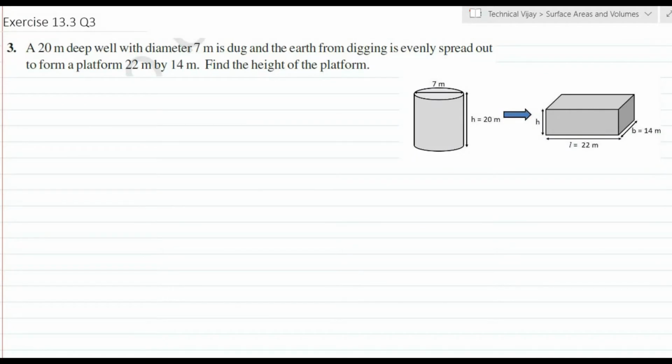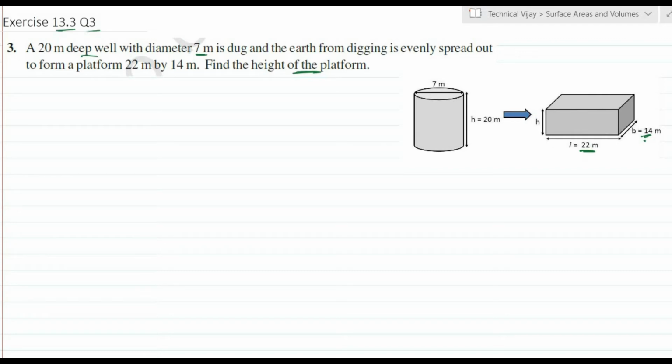Exercise 13.3, question number 3: a 20 meter deep well with a diameter of 7 meter is dug, and the earth from digging is evenly spread out to form a platform of 22 meter by 14 meter. Here 20 meter is the height, and 22 meter by 14 meter is the length and breadth. Find the height of the platform. The volume of this cylindrical shape should be equal to the volume of the cuboid.